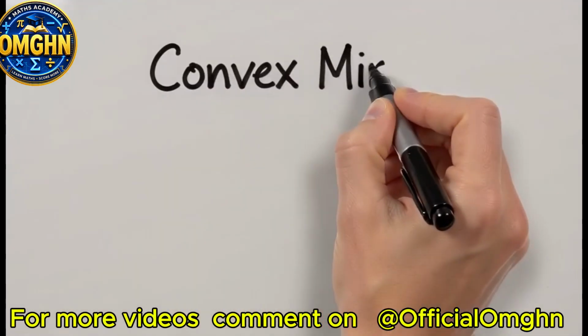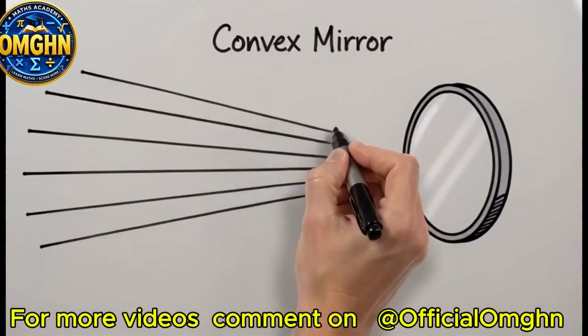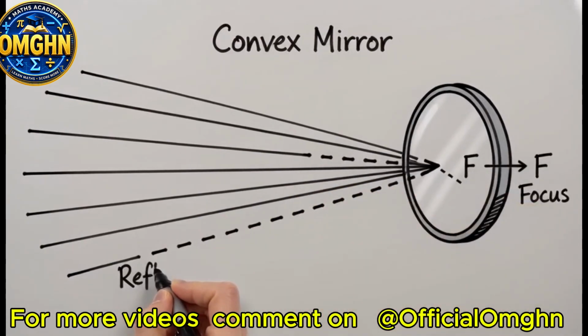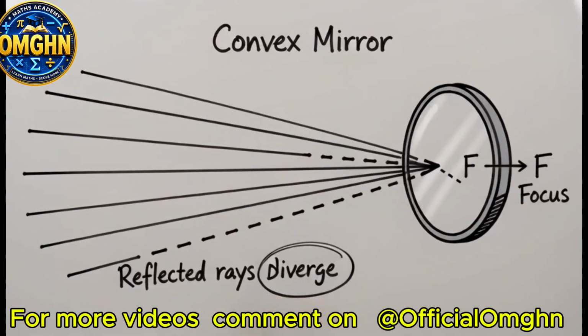length. Unlike a concave mirror, a convex mirror spreads the reflected rays in different directions. These rays appear to form a point behind the mirror called the virtual focus. Therefore, a convex mirror is also known as a diverging mirror.